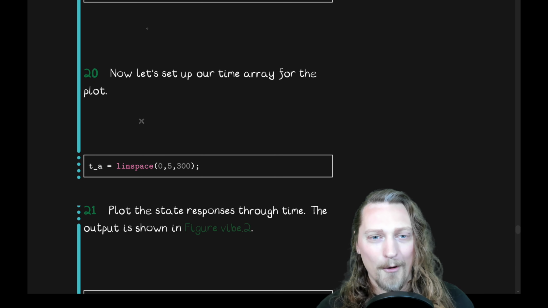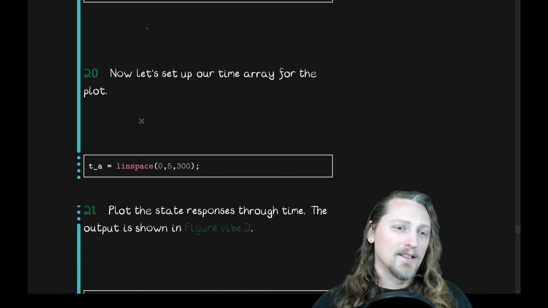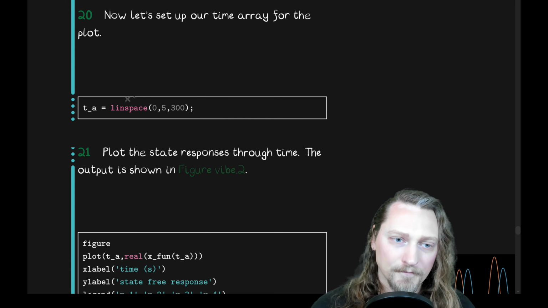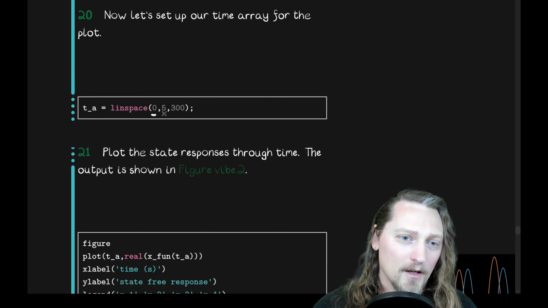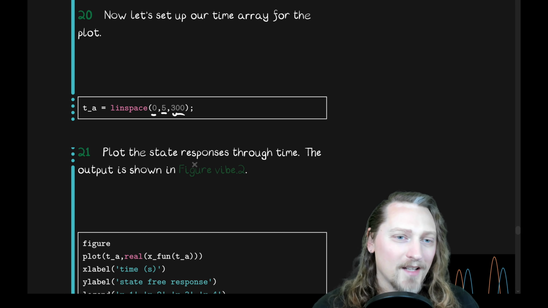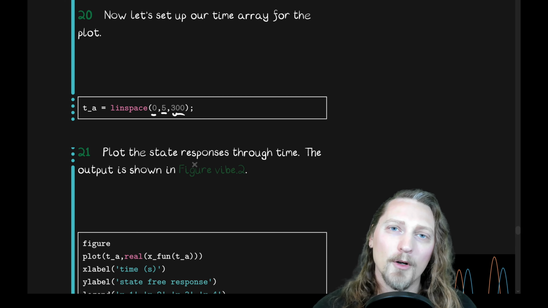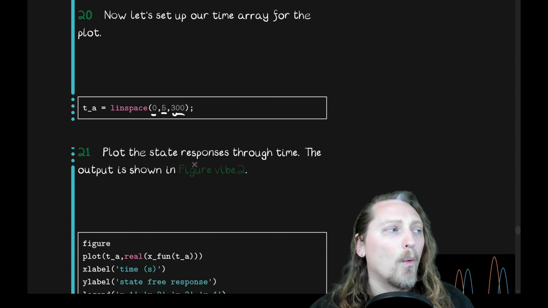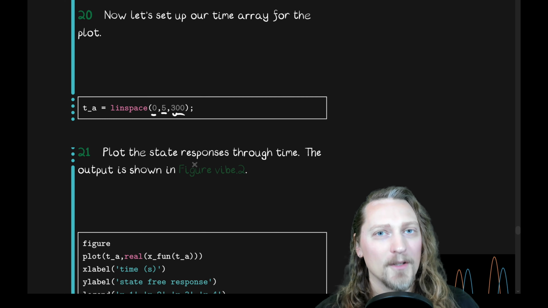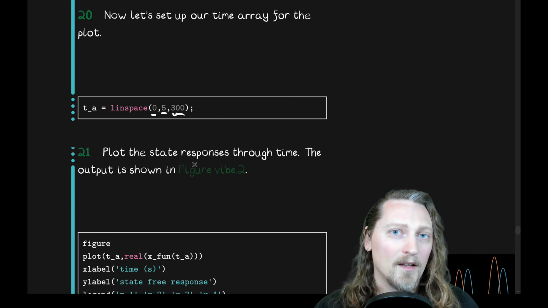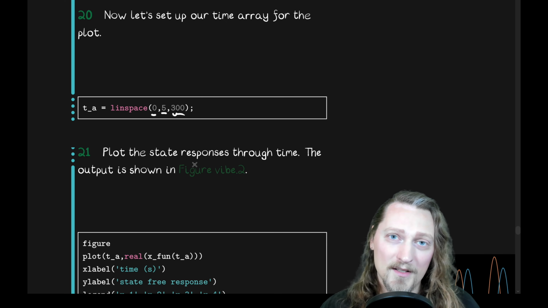Now, let's set up our time array for the plot. We want to evaluate this at specific moments in time. So we'll go from 0 to 5 seconds. We'll take 300 points. There are ways to decide how long you should do your plots for. And those mostly come down to how long does it take your system to come to a steady state? What are the frequencies that are associated with your system? Do you have any really high frequencies? You're going to need more points in there. Do you decay really quickly to a steady state?